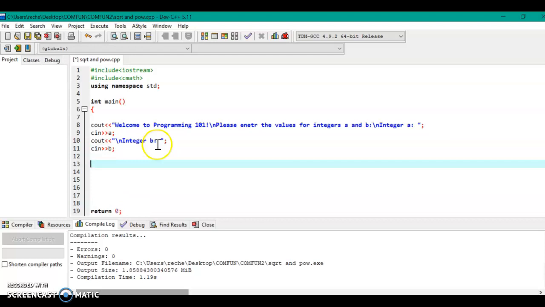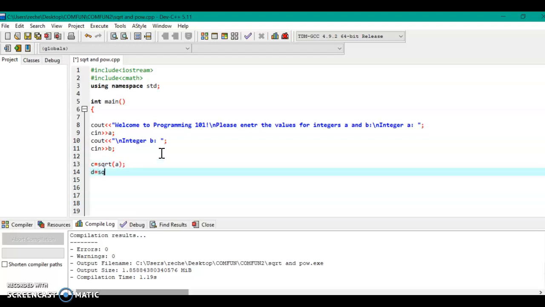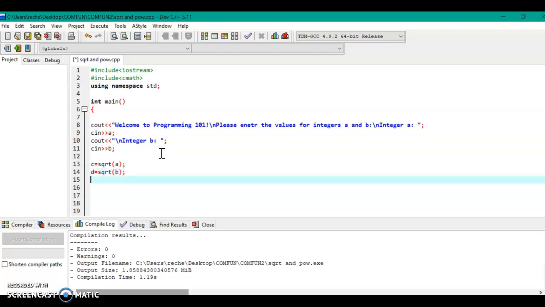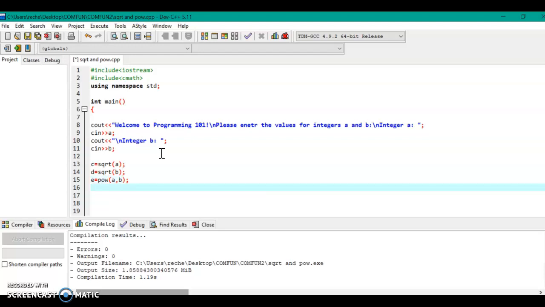Right. Next, we're going to have a variable for the square root. So that's square root of a saved with variable c, and square root of b would be saved to variable d. Next, how about the power function? So for the power function, the first would be the base. Okay, so let's say our base is the integer a, and our power or exponent would be integer b. So that's how it is.